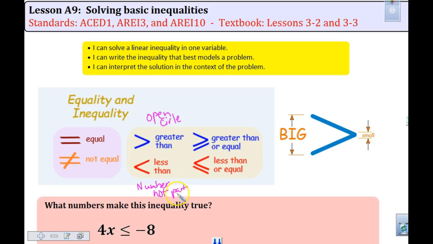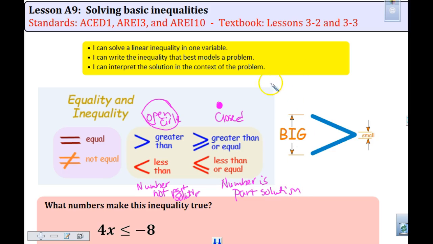Write this right in your notes on this page. The number is not part of the solution, thus the reason for the open circle. So anytime you see an open circle on a graph, sometimes we're going to graph our linear inequalities, the open circle is because it's not part of the solution. When you have your closed circle, the closed one, the reason it is a closed circle is because of the equal. That number is part of the solution. It is always part of that solution, okay?